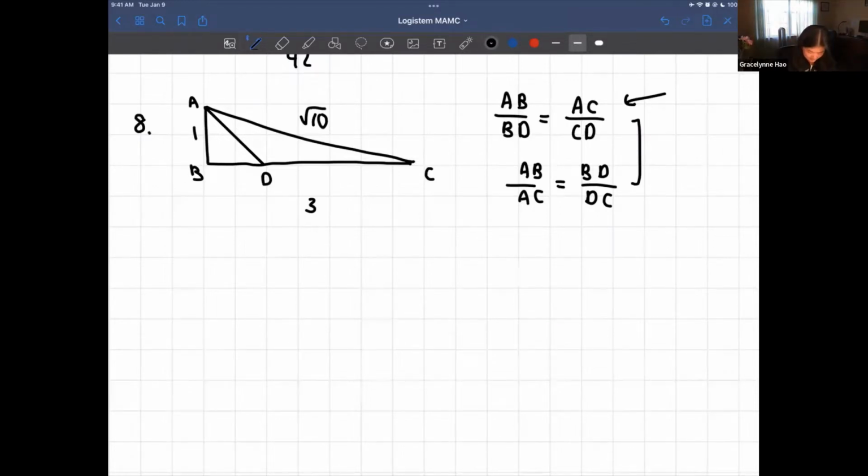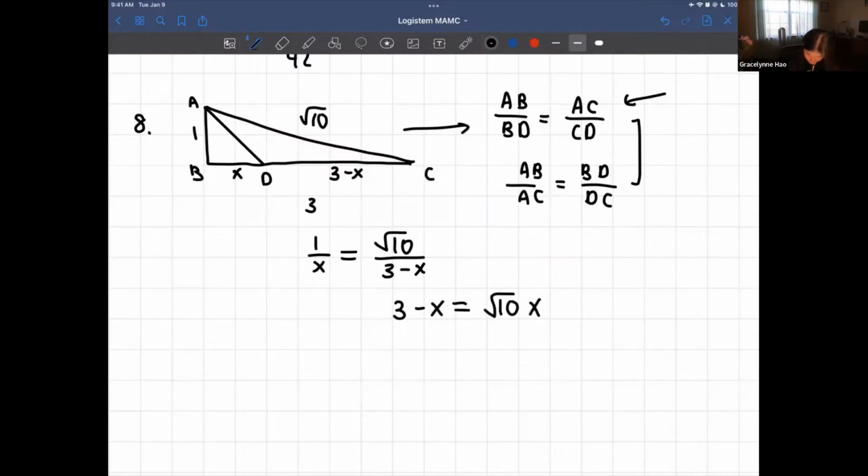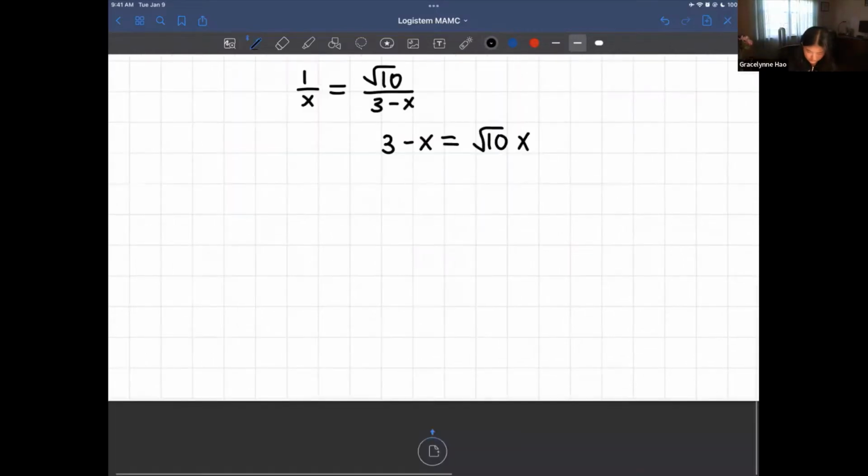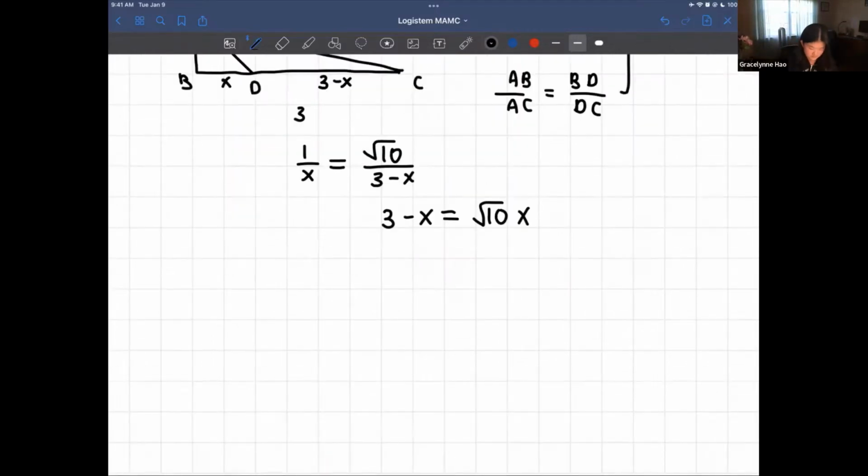Okay, so now moving on, we can let BD equal x. Then obviously DC would be 3 minus x, because BC is 3. Using the ratio that we've specified, we have 1 over x is equal to root 10 over 3 minus x. So that would be 3 minus x equals root 10 times x. Then we can just rearrange the rest to solve for x, since we're trying to find BD, which we've already notated as x.